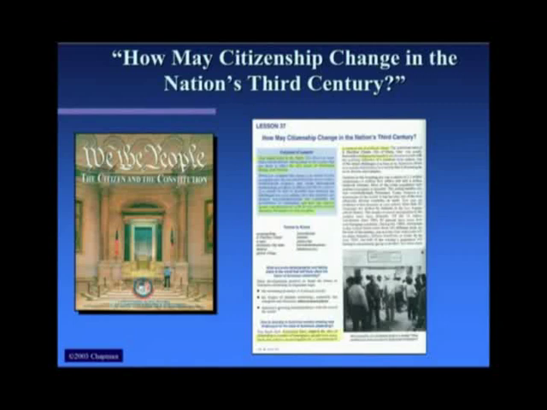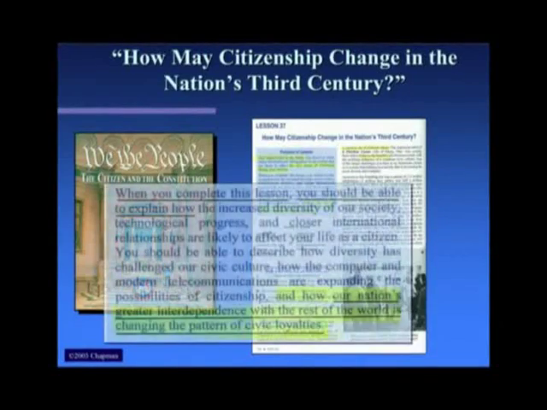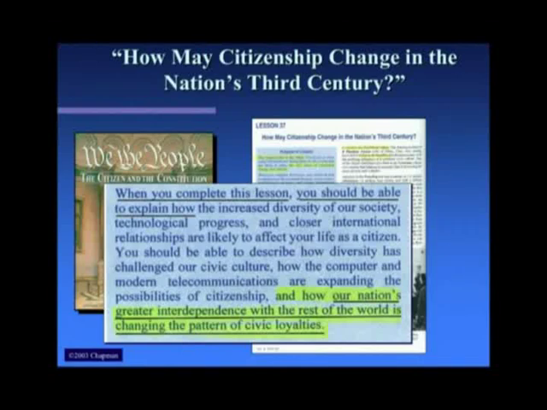You focus on some major developments taking place in our society that are likely to affect the very nature of citizenship during your lifetime. When you complete this lesson, you should be able to explain how our nation's greater interdependence with the rest of the world is changing the pattern of civic loyalties. This is the real meaning of civics education and why it is endorsed by No Child Left Behind.